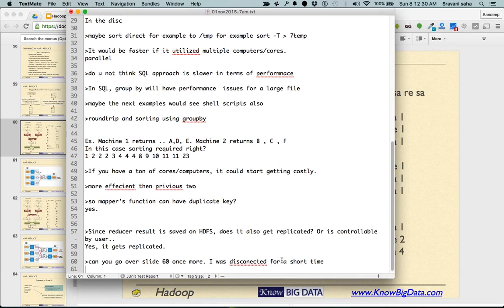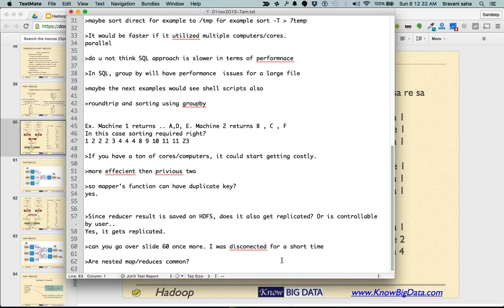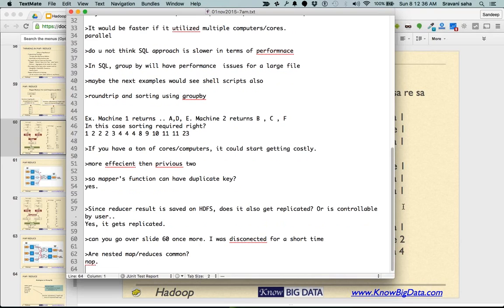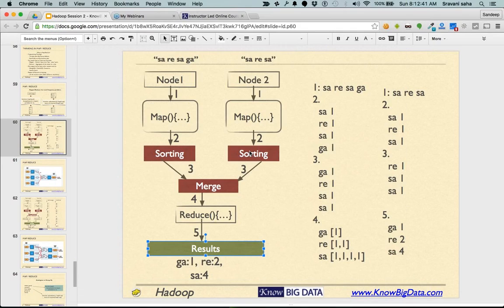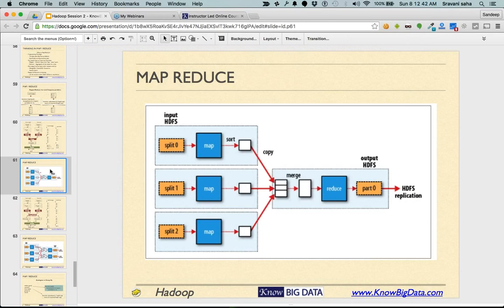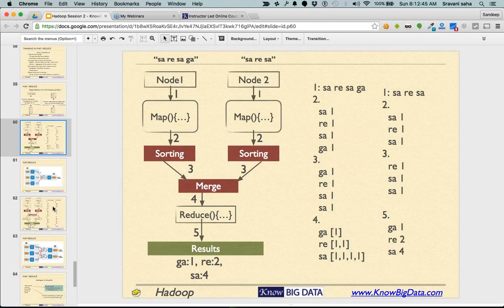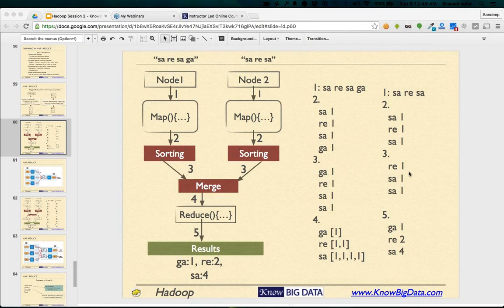There was a question from Peter. Are nested MapReduce common? No. Nested MapReduces are hardly used. I mean, at the end of the day, you will have to convert the problem into normal MapReduce. Okay.